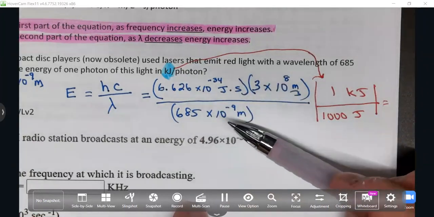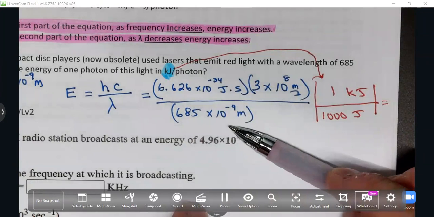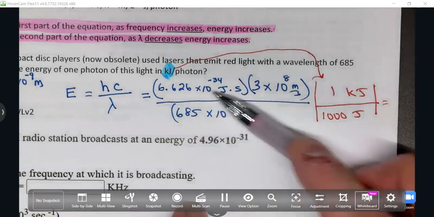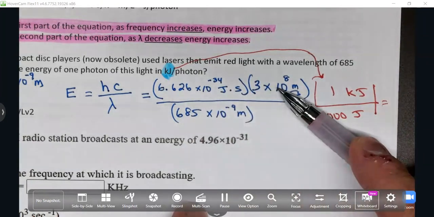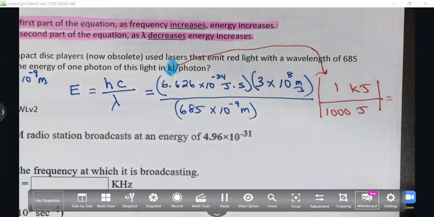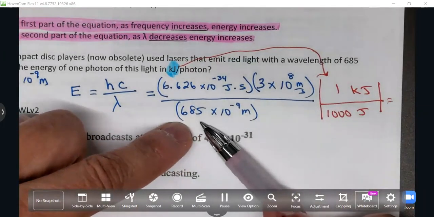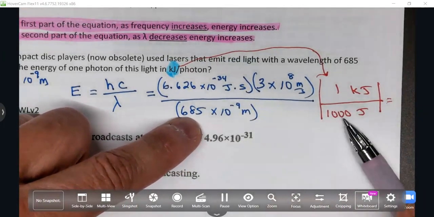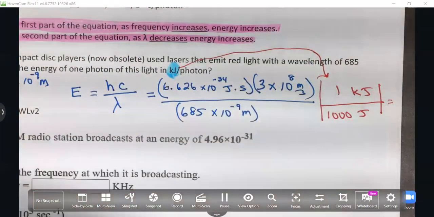Make sure you're not putting in times 10 in your calculator. You should take this number times this number, hit equals, divide by this number, divide by 1,000. Hit your division key twice, right? Do not go divide by 685 times 10 to the 9th times 1,000. That does not work. It flips 1,000 back up. Hit your division key twice.